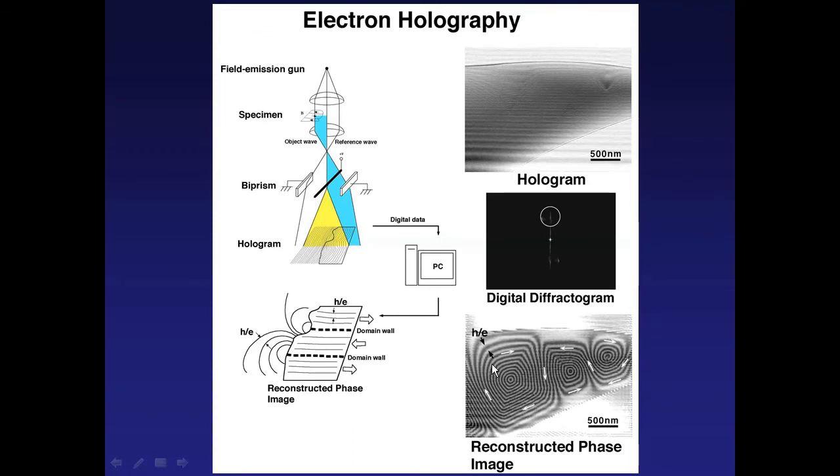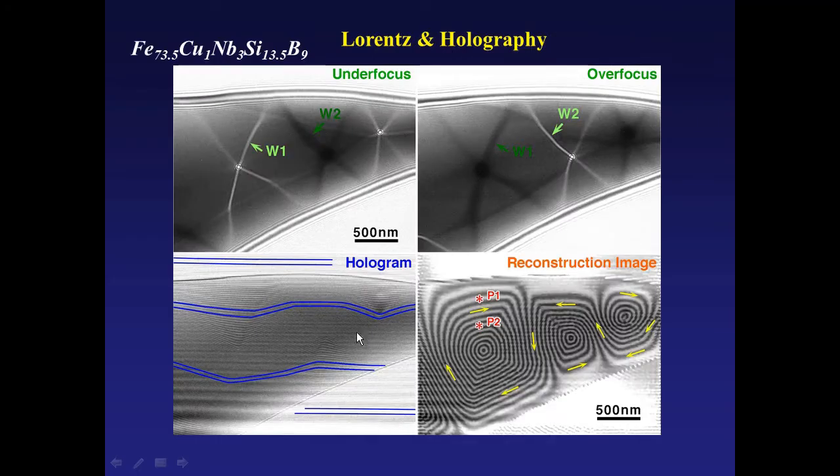In this condition, the specimen was a magnetic field. This phase potential corresponds to the magnetic flux. If the specimen has a magnetic domain, we can observe the magnetic flux distribution on the specimen. This is the case of a permanent magnet made of iron, copper, niobium, silicon, and boron, a very strong permanent magnet.